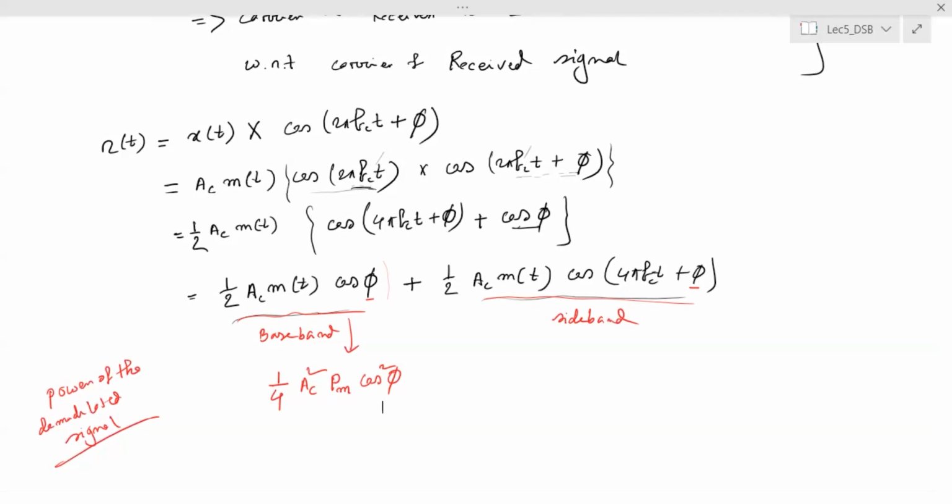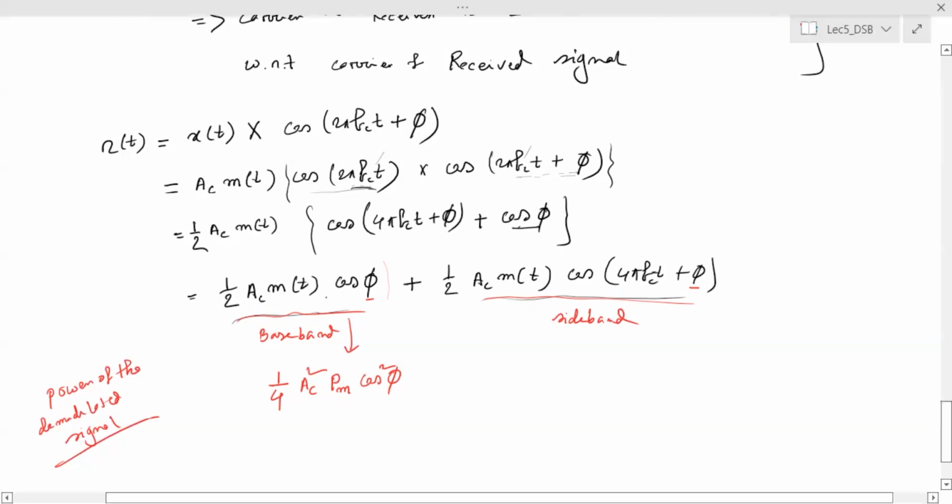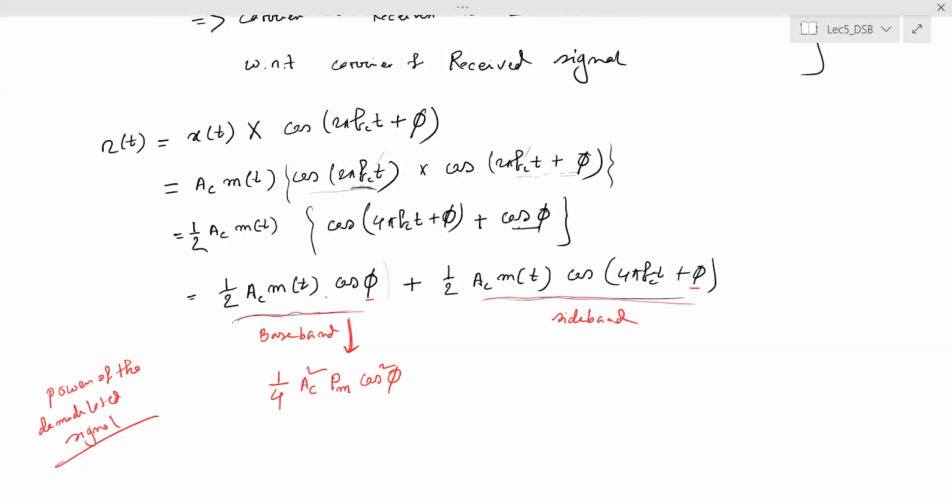So power of the demodulated signal. Here actually this is the baseband signal. So we are considering what is the power of the demodulated signal, which is 1 by 4 a square PM. So here what we write, this is cos square phi.